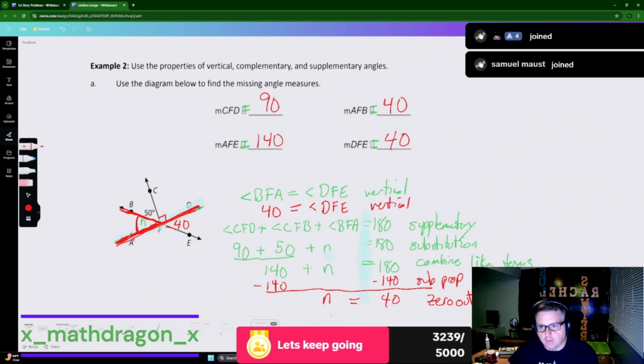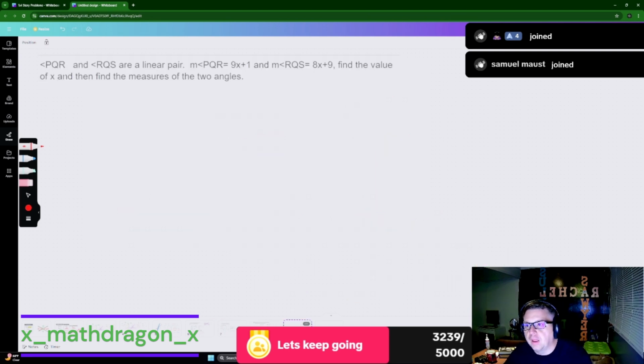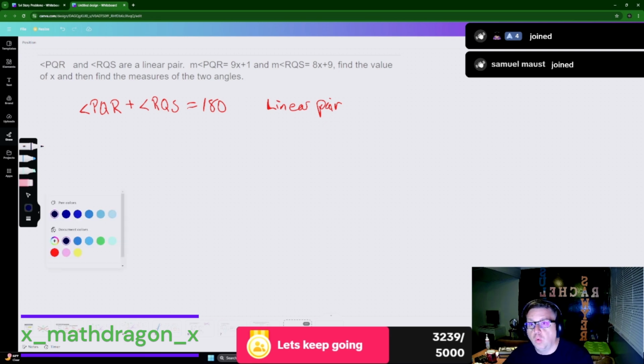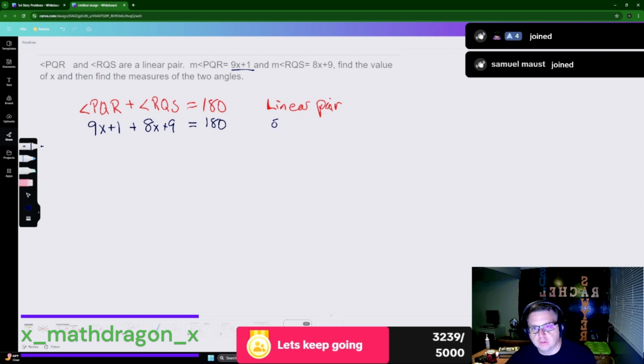Or whatever. All right, last one. Angle PQR plus angle RQS equals 180. That's the linear pair theorem to a T. Then it tells us what PQR actually is. 9x plus 1. RQS, 8x plus 9, equals 180. That's just substitution.